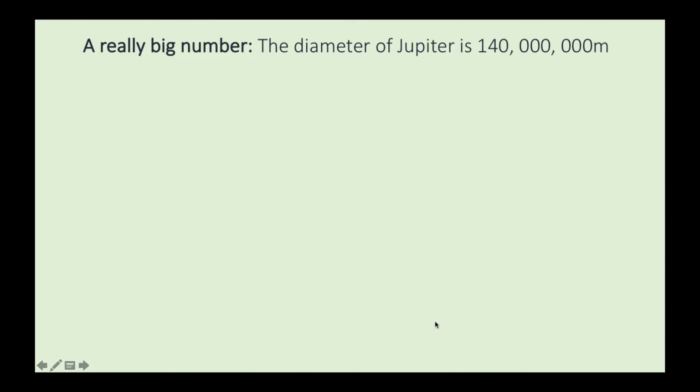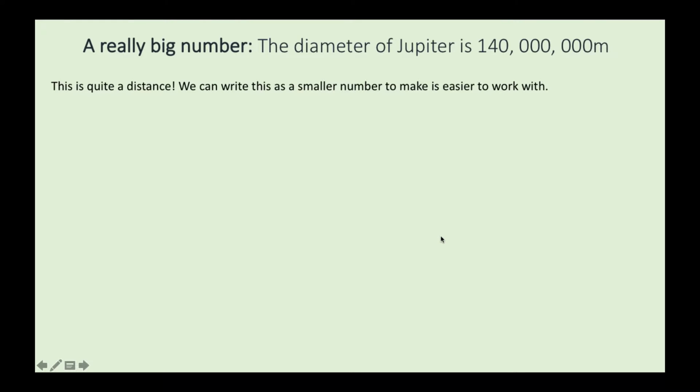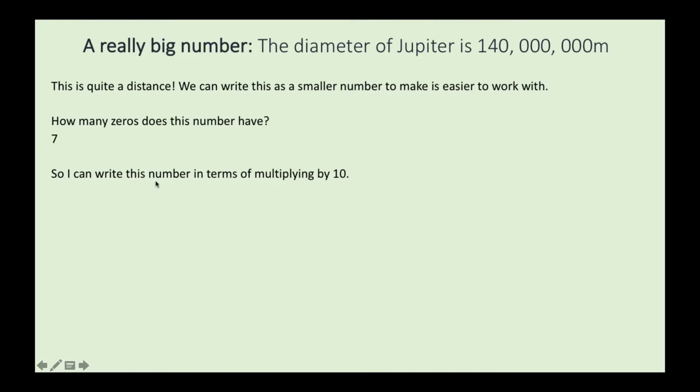So let's give an example of what standard form looks like. The diameter of Jupiter is 140 million metres. This is quite a distance. We can write this as a smaller number to make it easier to work with. So first of all, let's count how many zeros we have. 1, 2, 3, 4, 5, 6, 7. So I'm going to write down that I have 7 zeros.